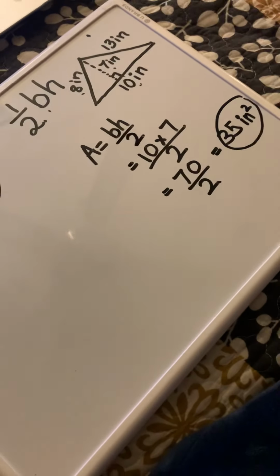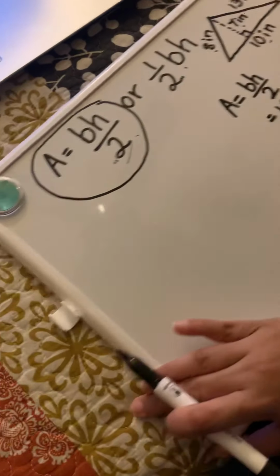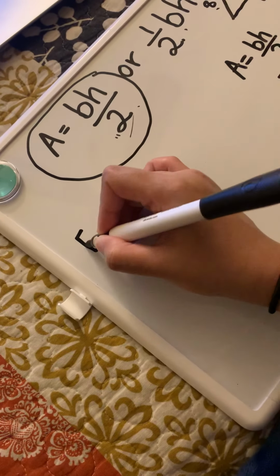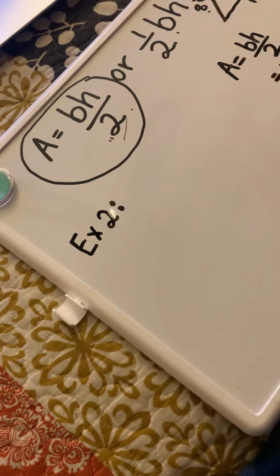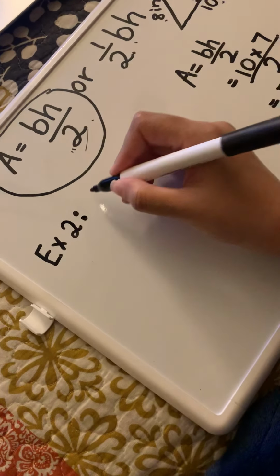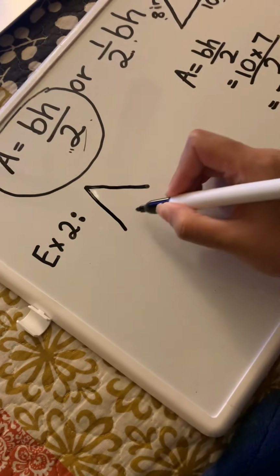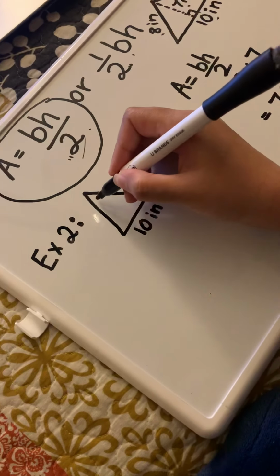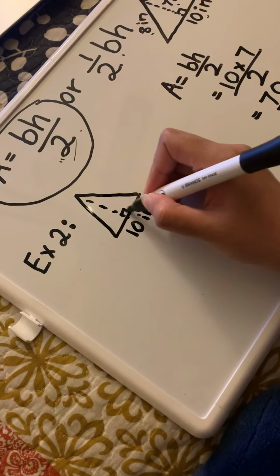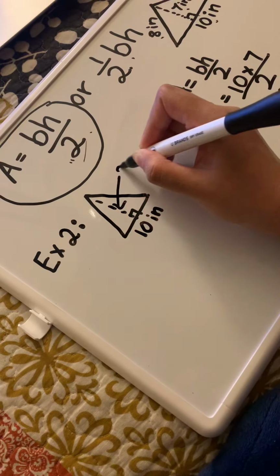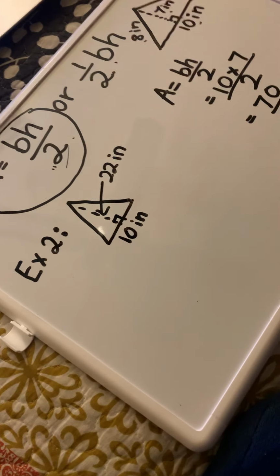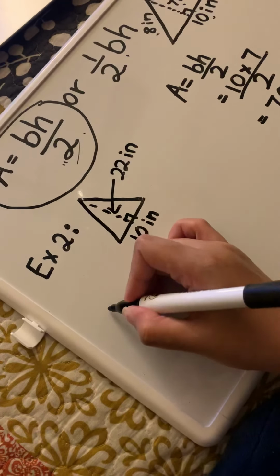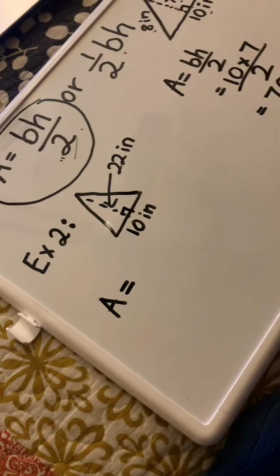Now we're going to move on to another example, example 2. In example 2, you don't have additional information, so lucky you. We have the 10 inches, which is the base, and the height, and they also show you that 90-degree angle, is 22 inches. I don't have enough space, so I just drew an arrow. Again, same formula, base times height divided by 2.